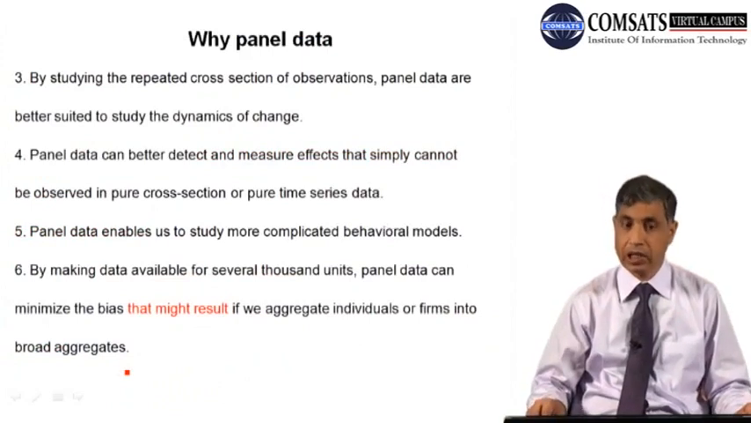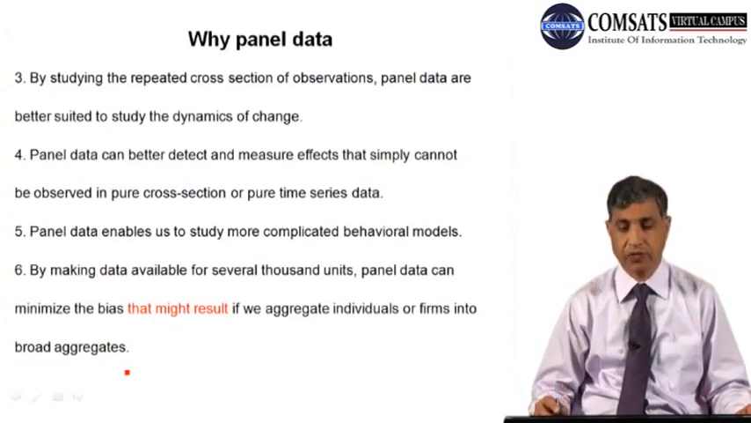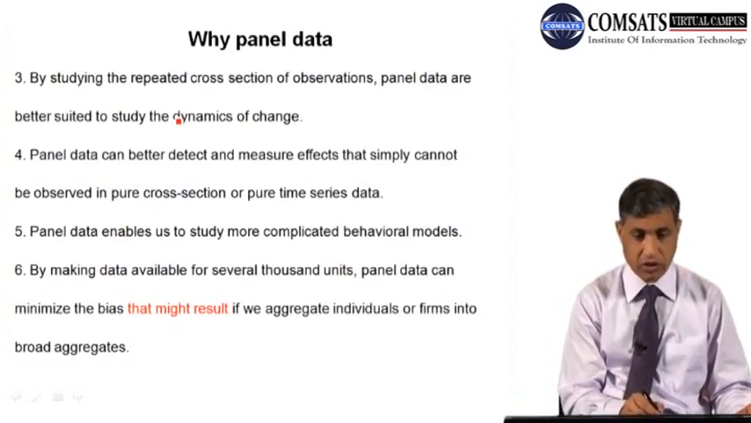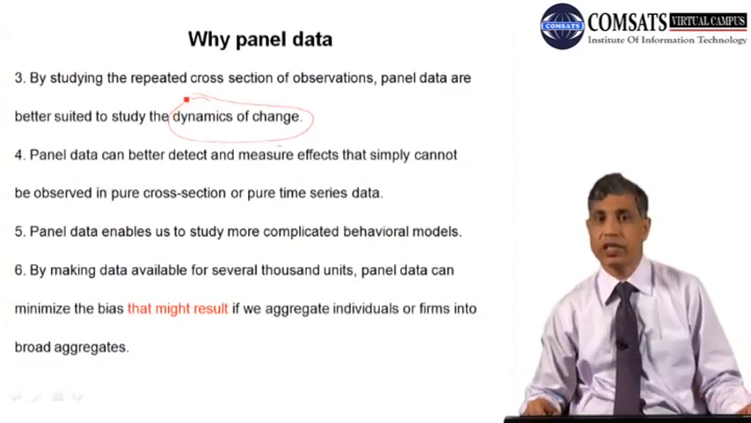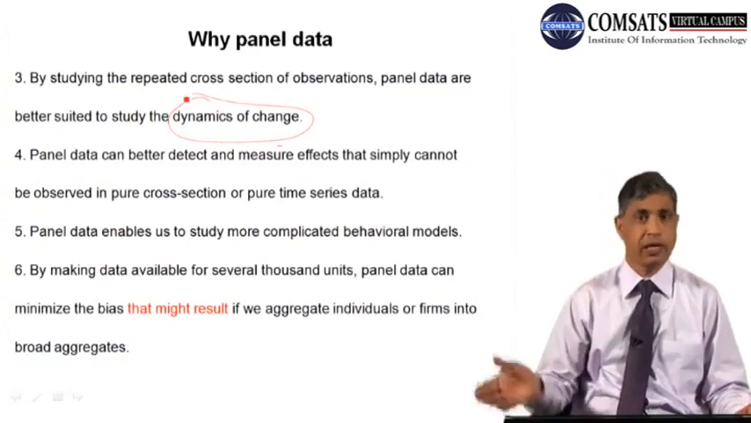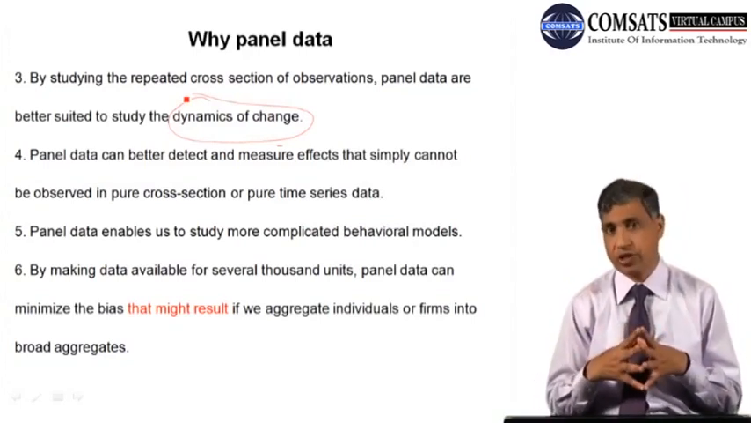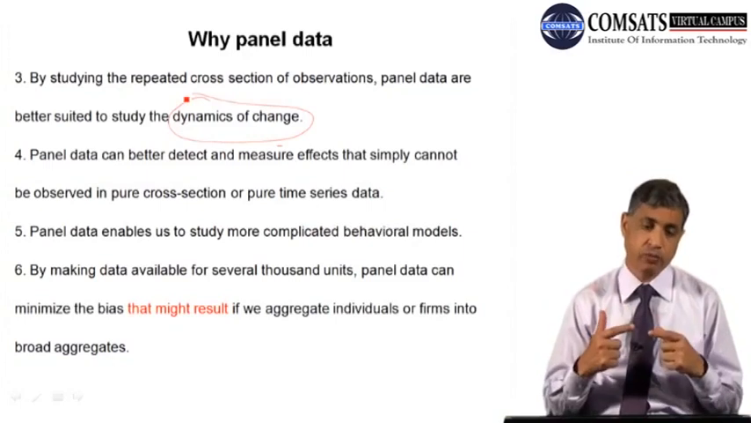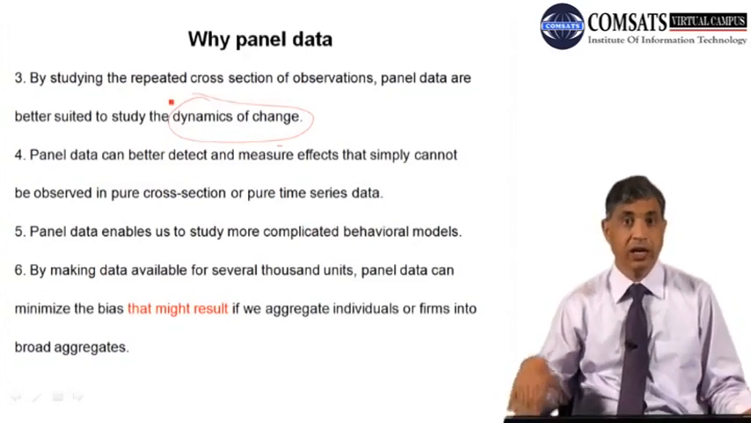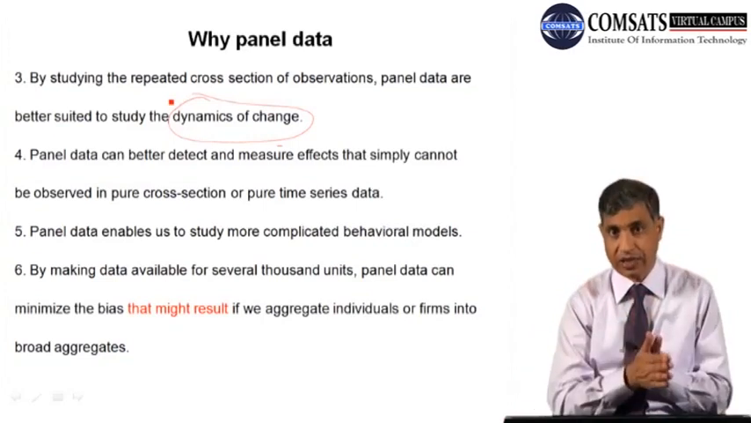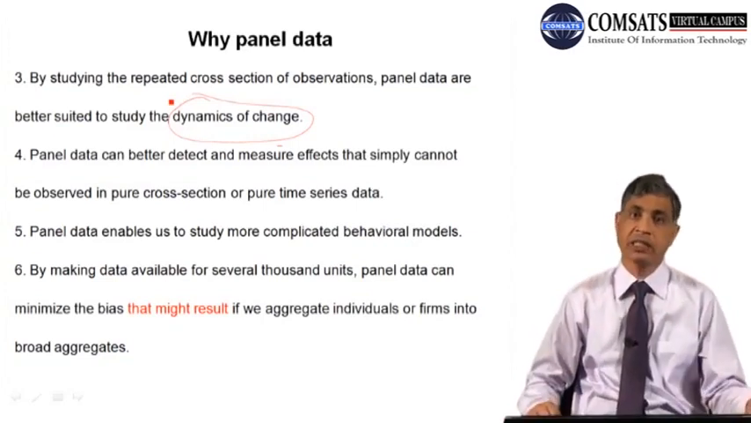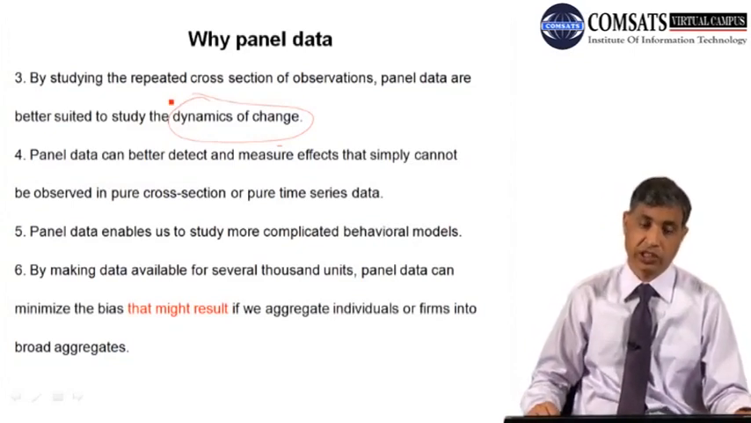Why does the panel data discussion continue? By studying the repeated cross-section of observation, panel data are better suited to study the dynamics of change. So this is now important, the dynamics of change. We are interested in saying that if there is one unit change in an independent variable, on average such and such happens. So if we study the cross-sectional observation, panel data are in a better position to give the dynamics of change, how the changes are being done, because on one side the cross-sectional units are present and on the other side time series units are available.